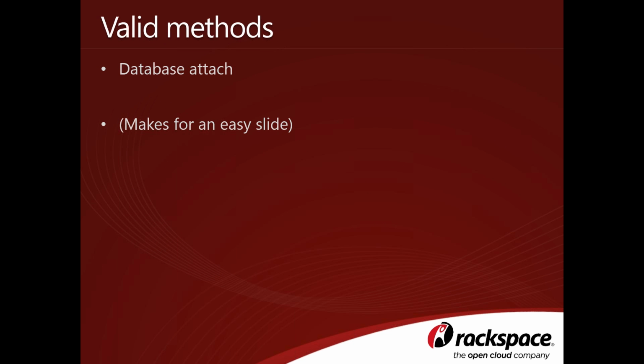When it comes to upgrades, there's really only one valid method: the database attach. Back in 2007, we had 3 methods: gradual, in place, and database attach. In 2010, we had 2 methods: upgrade and database attach. 2013, we just have database attach. So, like it says, it makes for an easy slide because there is only one way to do upgrades this time around.